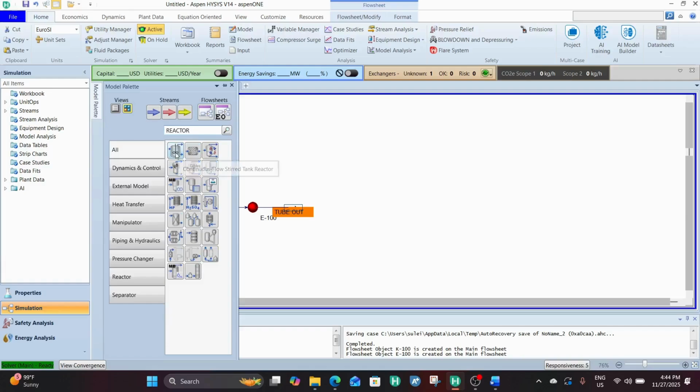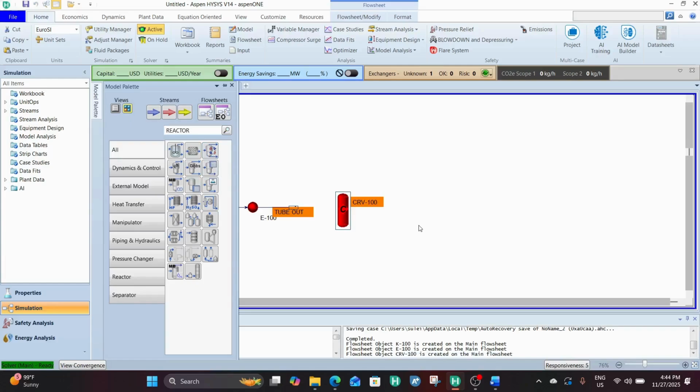These are the reactors we have: the continuous flow stirred tank reactor, CFSTR in short form, plug flow reactor, the conversion reactor, equilibrium, Gibbs reactor, and yield shift reactor. For simplicity of this content, we're going to be using the conversion reactor because we already have a conversion rate. That was the methane that was given to us. So we're going to be using the conversion reactor.